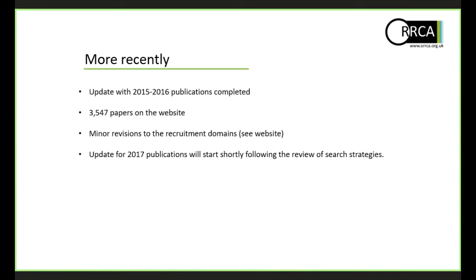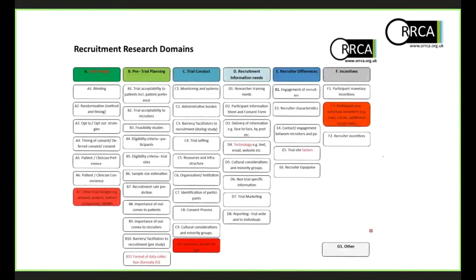We have taken the opportunity to undertake minor revisions to the recruitment domains that I showed you at the beginning of the talk. Just briefly, most of them are text changes just to make it simpler. For example, we've highlighted these in red. So we've removed "novel" from "novel trial design." We've removed "alternative" from "alternative technology." And we've clarified that E5 is trial site factors rather than assessment.